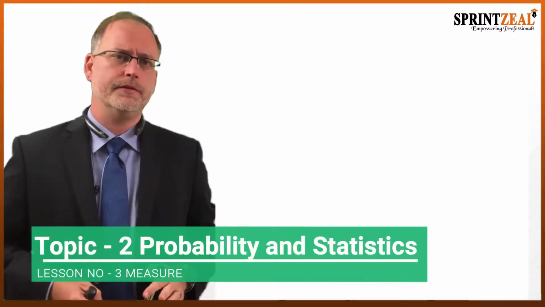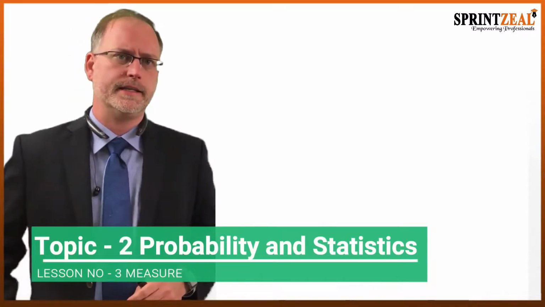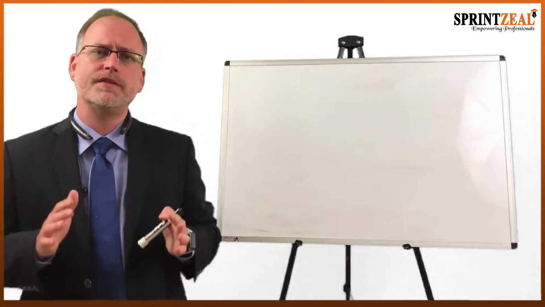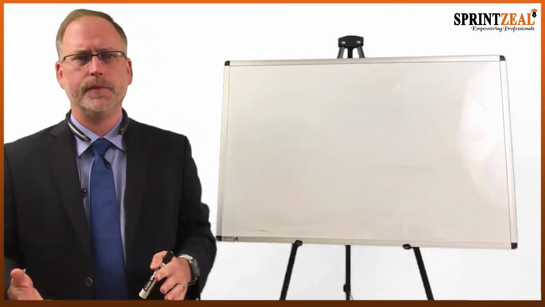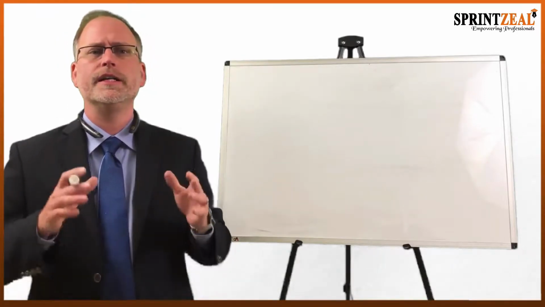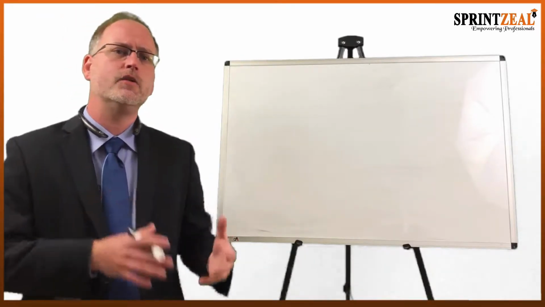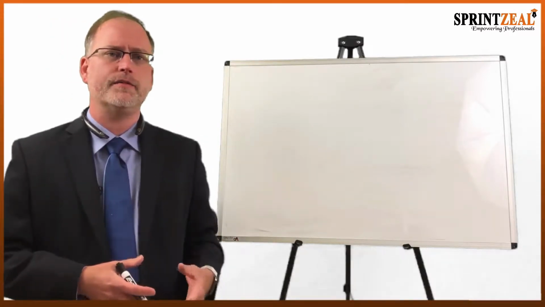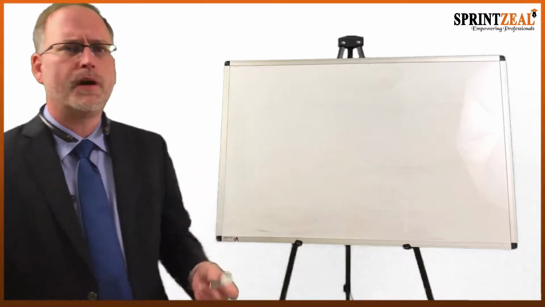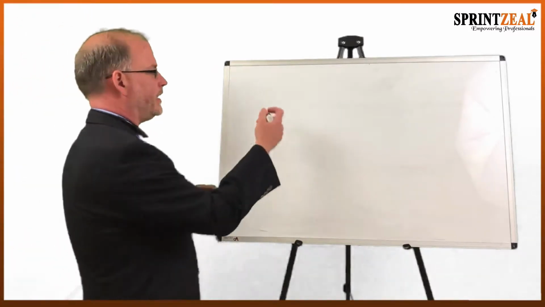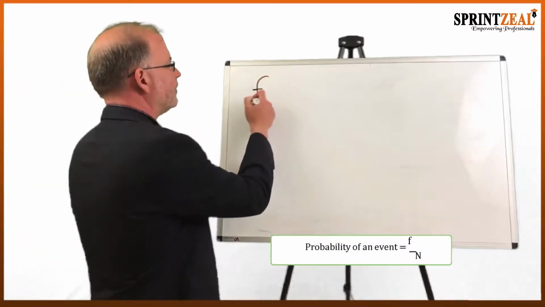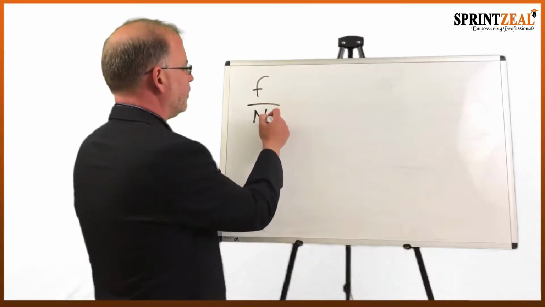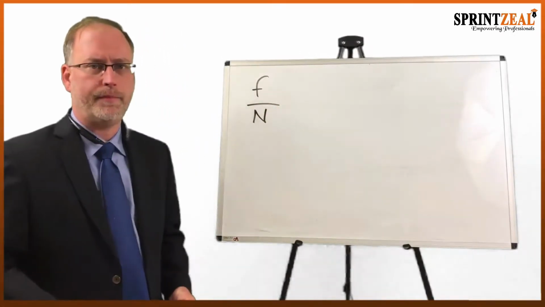Welcome to topic 2, probability and statistics. Probability just refers to the chance of something occurring or happening. Let's suppose there are a number of possible outcomes that are equally likely, and we want the probability of a specific type of event or outcome occurring. Probability can be calculated like this: you have the number of favorable outcomes, which we'll call F, divided by the total number that could happen.